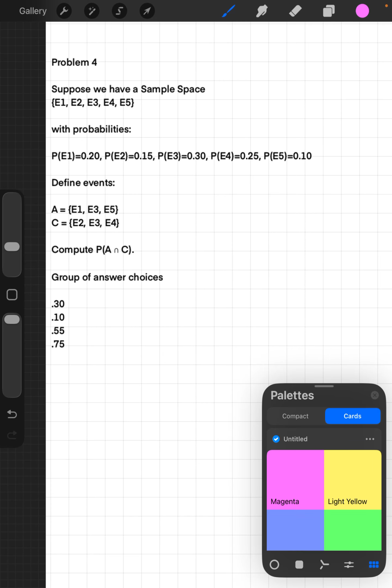Let me read a little bit. So we have a sample space with that and the probability. This is our events, and they want to know that.